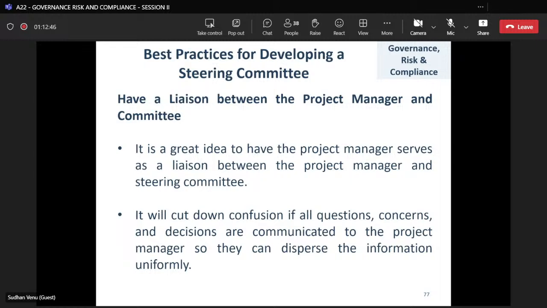And have a liaison between the project managers and the committee. It's a great idea to have a liaison between the project managers and the steering committee, and it will cut down the confusion, since all the questions, concerns, and decisions are communicated to the project managers, so they can relay the information uniformly. This will help them understand each other: the project managers will explain what they are experiencing and what they are expecting from the committee side, and the committee will explain what they are expecting from the project manager and the expectations at the project level. So the information will be dispensed uniformly, in terms of best practices.